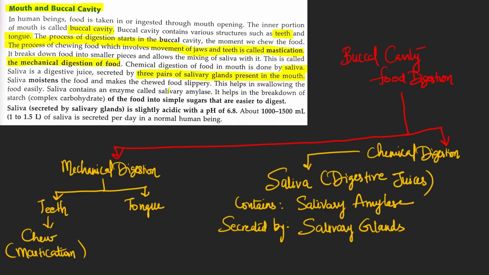Saliva contains an enzyme called salivary amylase. It helps in the breakdown of starch, the complex carbohydrates of food, into simple sugars that are easier to digest. Saliva secreted by salivary glands is slightly acidic, with a pH of 6.8. About 1000 to 1500 ml of saliva, that is 1 to 1.5 liters, is secreted per day in a normal human being.